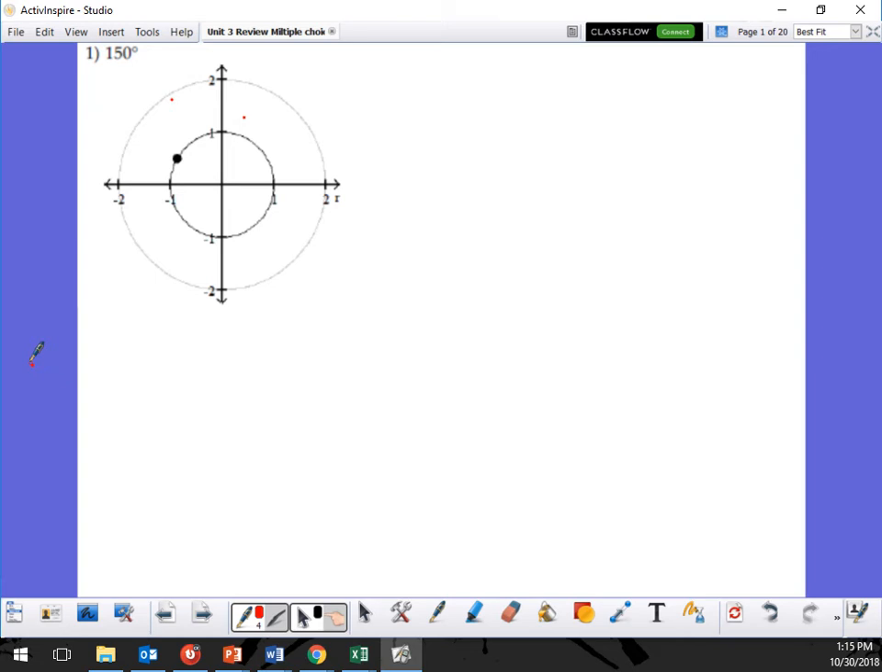Starting off, I need to convert this one to radians. There is the one with the multiple choice. I didn't put the choices on there, because I want you guys to be working with this too. So to go from degrees to radians, I'm going to multiply by pi over 180. So it's 150 times pi over 180. In my calculator, 150 over 180, which equals 5 pi over 6.